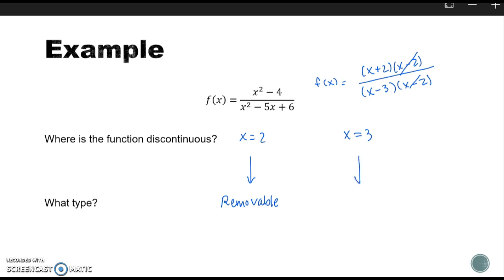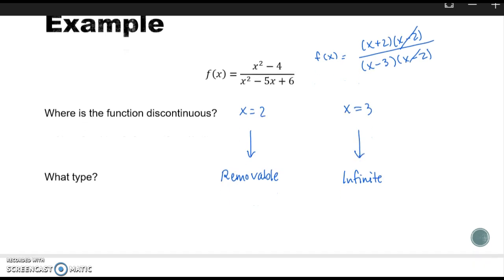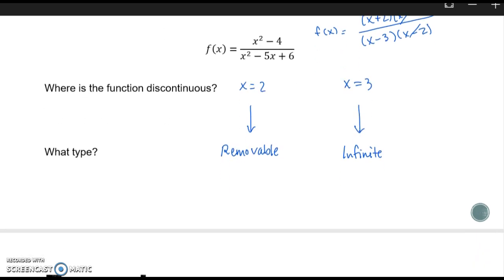And then the other discontinuity we have is x equals 3. X equals 3 is a vertical asymptote. So this is an infinite discontinuity because that 0 in the denominator doesn't factor out.